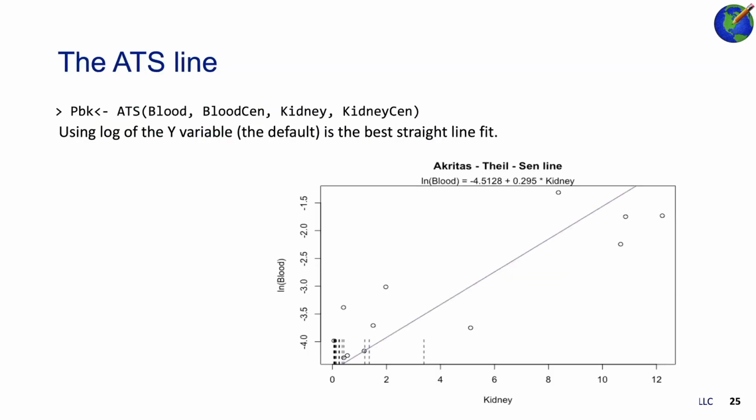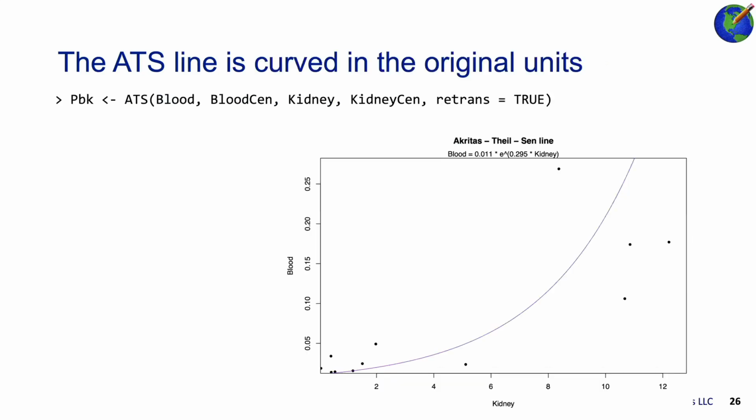And so we do have a strong correlation between log of blood and kidney in terms of their lead. You can again plot that equation and note where the Nondetects are sitting. We could also take this back into original units and it looks like a curve.